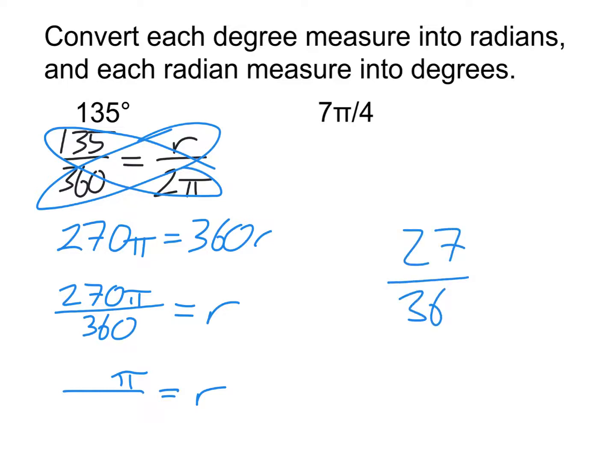What can I divide both 27 and 36 by? 9. Yeah, let's divide them both by 9 then. So if I divide them both by 9, that gives me a 3 and a 4. Can that reduce at all? No. So then, when it's reduced, I get 3 pi over 4. That, now that it's reduced, is our final answer.